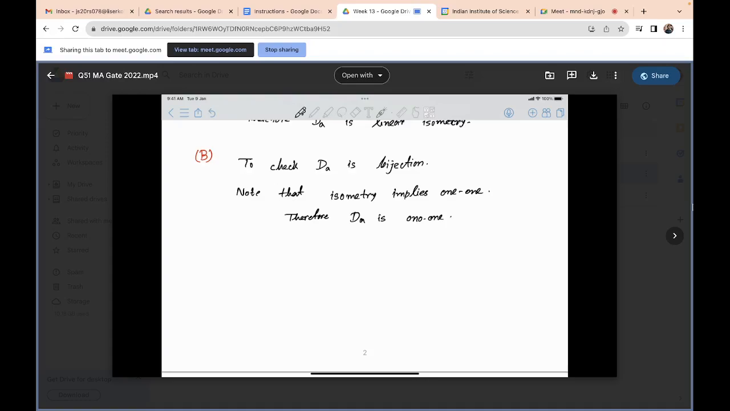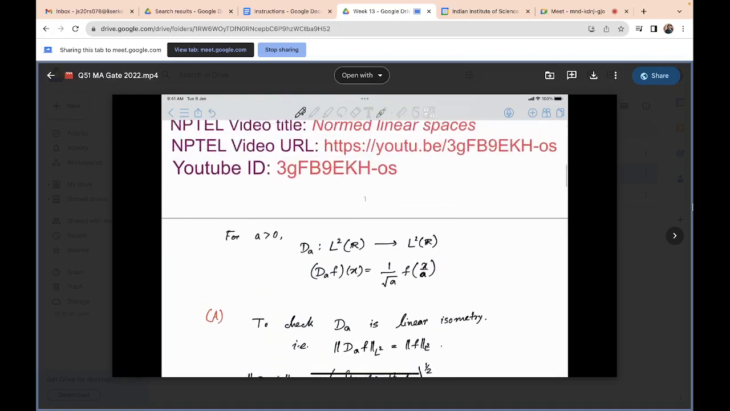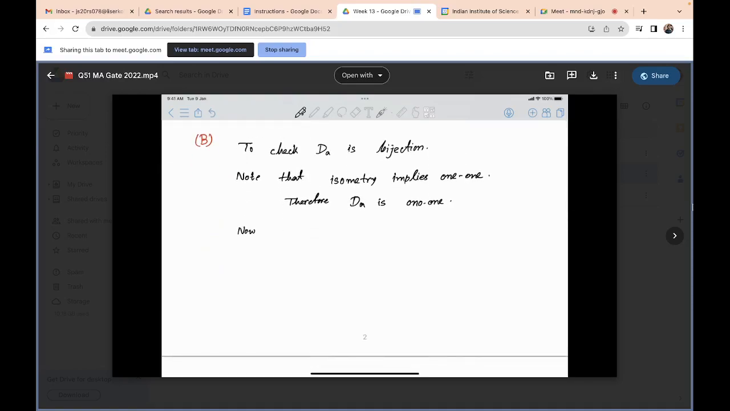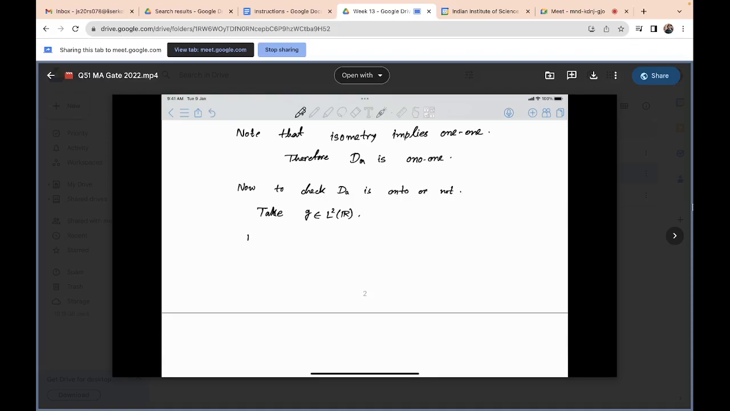So for ontoness, you have to check that for any g, there is a function which maps under this map to g. So to check dA is onto or not, take g in L2 of R. Define the function h of x to be square root a times g of ax. Now we will show that h is in L2 and under dA, h will map to g.